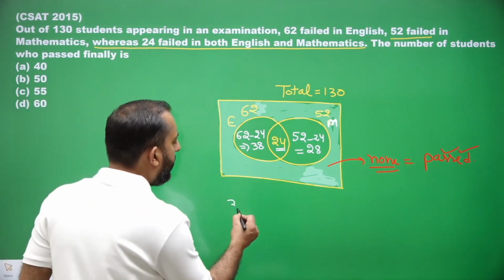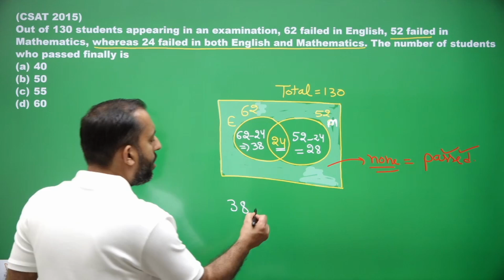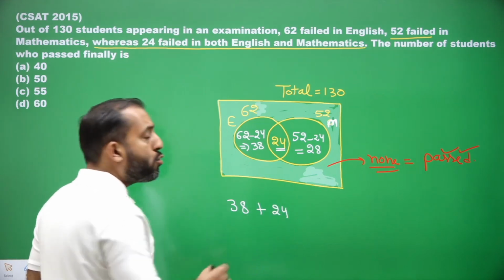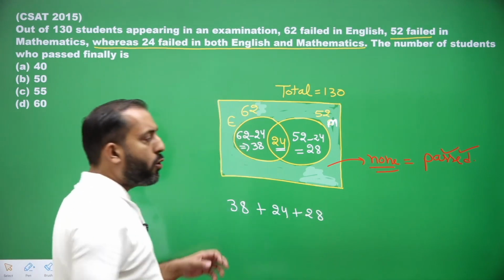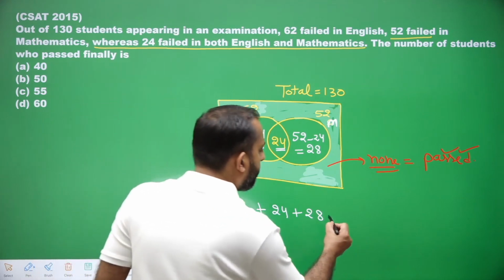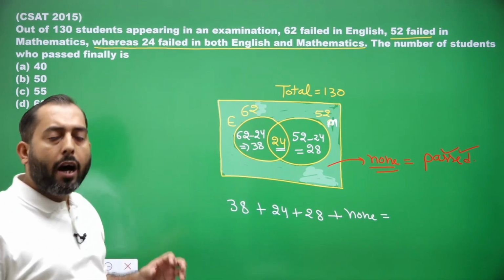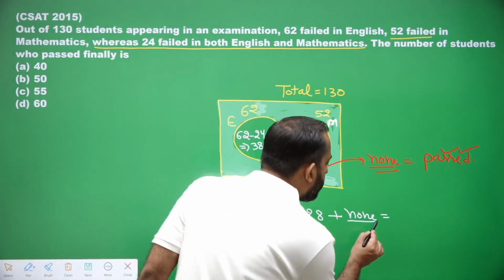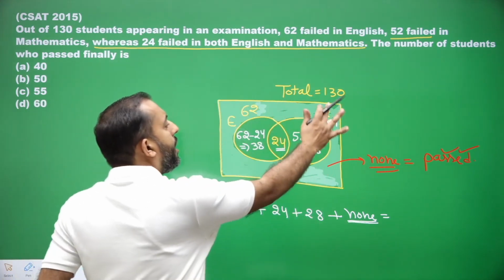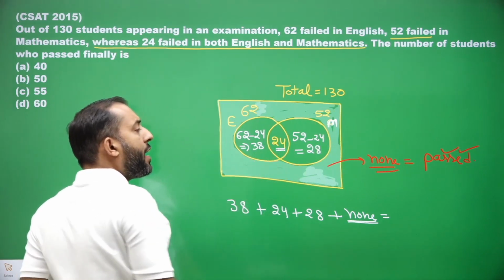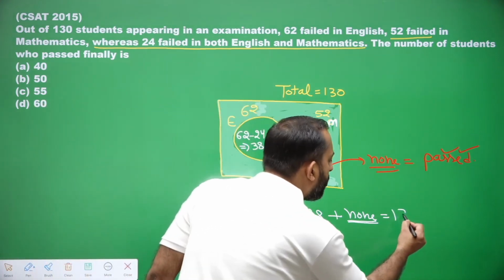So 38 is the count of those students who failed only in English. 24 is the count of those who failed in both. 28 is the count of those who failed only in mathematics, plus none is the count of those who failed in none of these. Or I can say none is the count of the total number of passed students also. And this entire rectangle was divided into 4 regions. So the sum of the values of these 4 regions must equal 130.